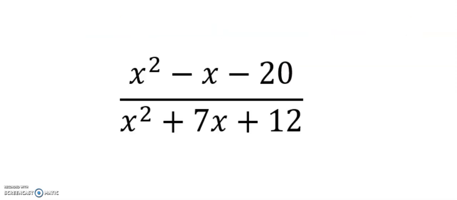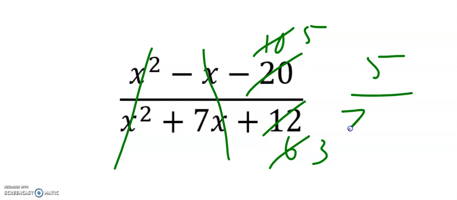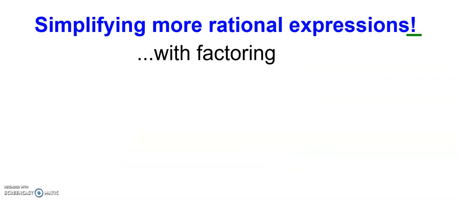Let's go. So, first problem here, x squared minus x minus 20 over x squared plus 7x plus 12. We want to simplify this. What do we do? Great question. Glad you asked. Well, first we could say, let's just go ahead and cross off the x squareds, the x, 20 becomes 10, 12 becomes 6, oh wait, this becomes 5, and this becomes 3, and we're left with 5 over 7 plus 3. Wait a minute. That doesn't make any sense. So, we can't do that.